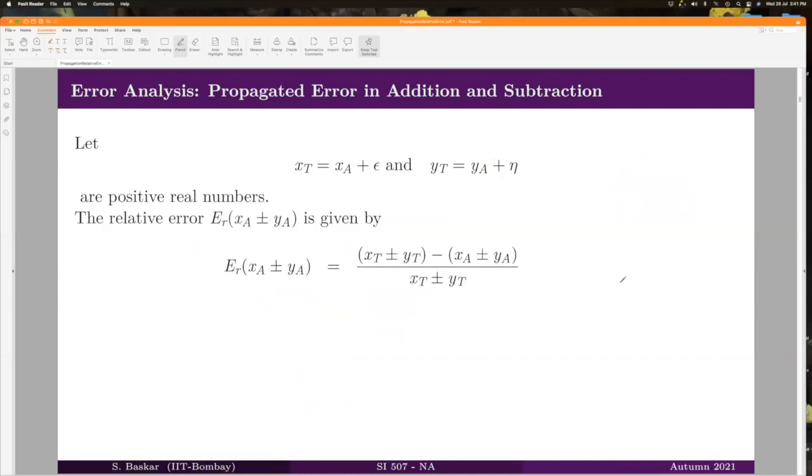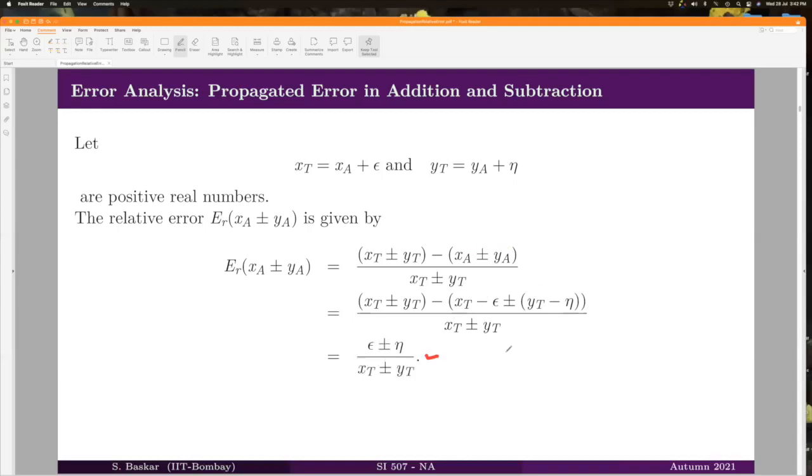So let me combine both together and give you the calculation. We want the relative error in xa plus or minus ya when compared to the corresponding arithmetic operation between the two true values, that is given by xt plus or minus yt, minus xa plus or minus ya, divided by xt plus or minus yt. Plus or minus depends on whether we are taking plus or minus. In this, as I told, we will eliminate xa and ya, and thereby we have this, and that can be simplified to this.